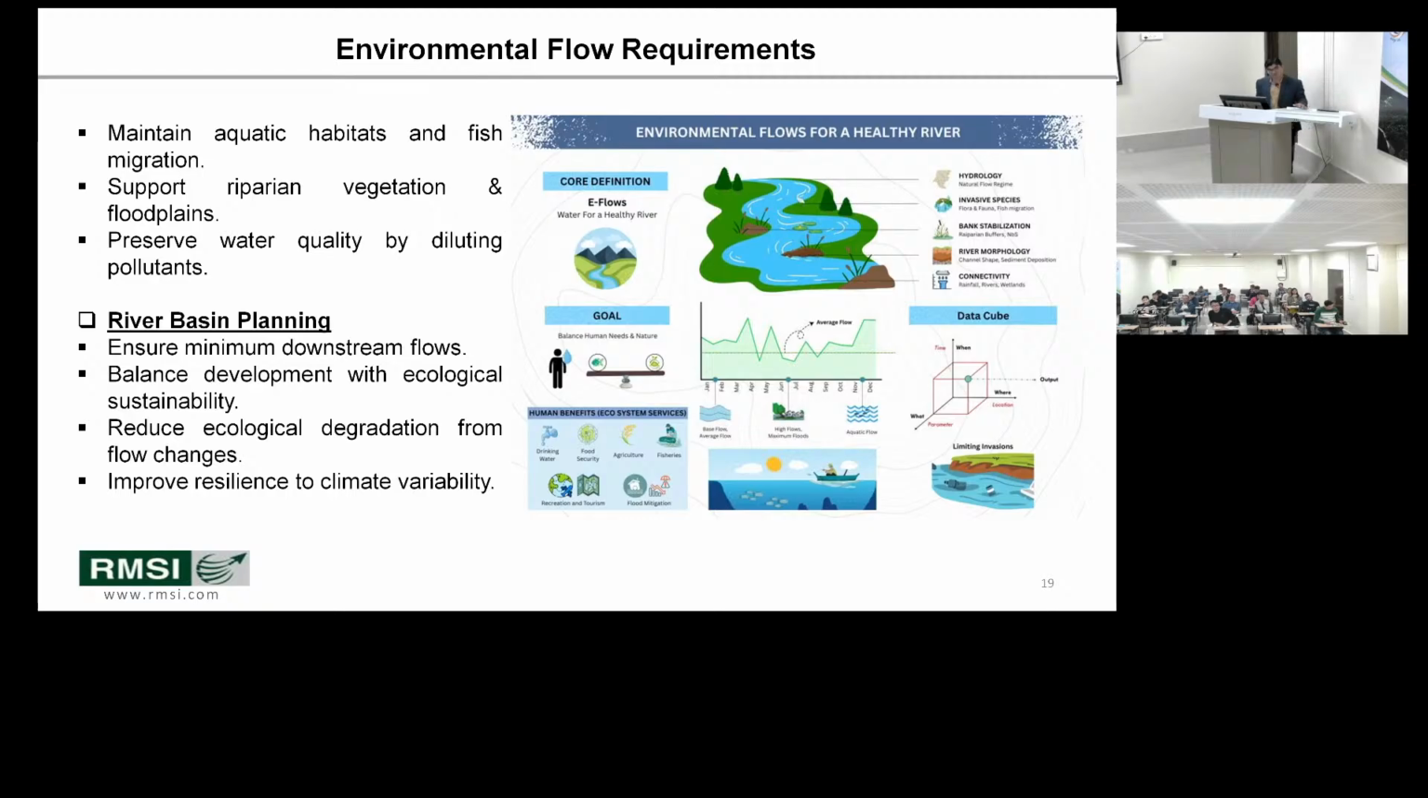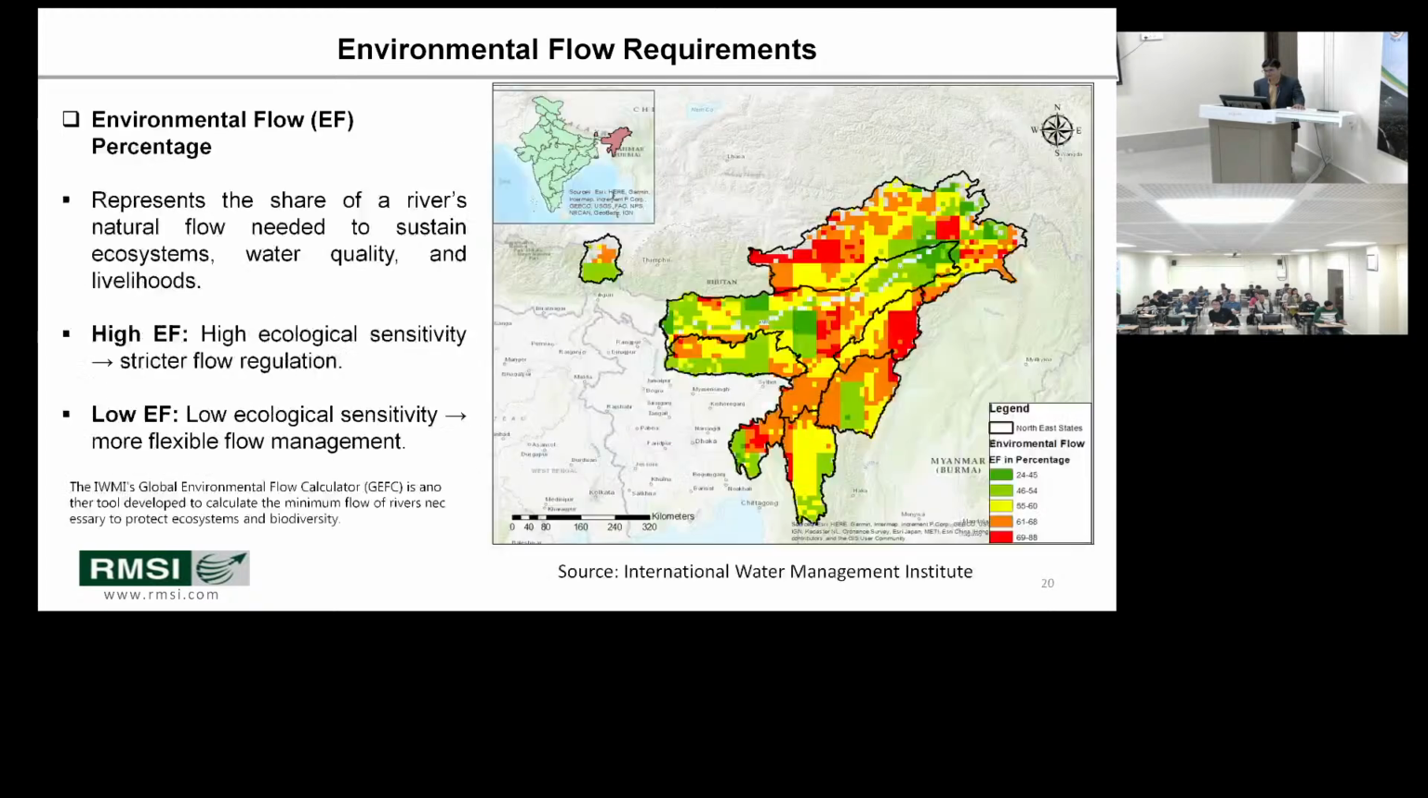There are some international agencies which provide portals for region-specific values, for what should be the environmental flow for your region. Though these are rough estimations, you can estimate what the environmental flow should be at your location. For example, IWMI, the International Water Management Institute, has a platform to calculate the environmental flow for your region.